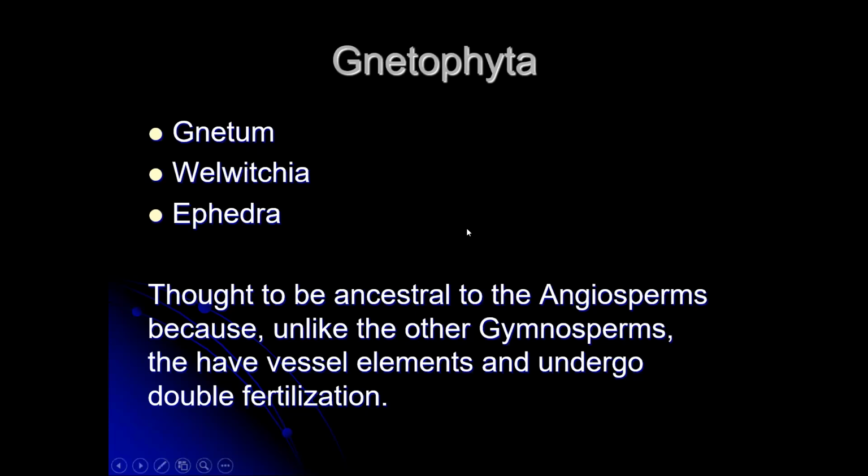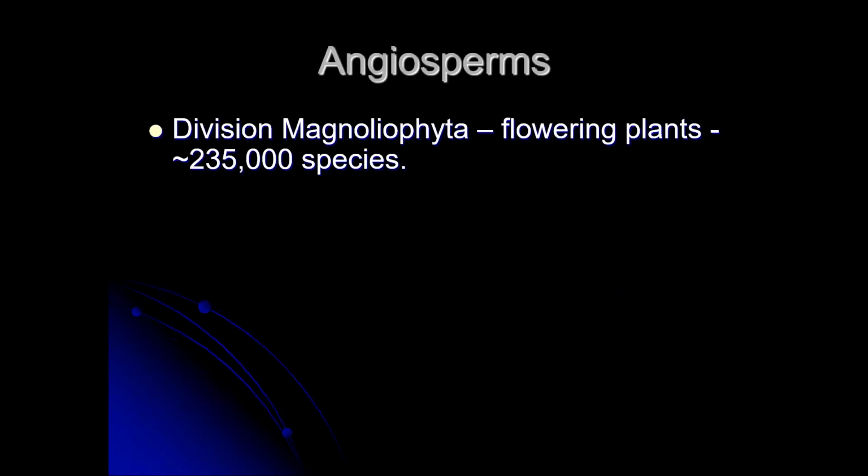Unlike other gymnosperms, angiosperms have vessel elements, a particular type of cell that you see in the xylem of angiosperms. Xylem is made up of a couple of different cell types. Again, that's botany, so we're not going to get into that. But the other xylem cells didn't have that type of cell, and angiosperms do. And they undergo something called double fertilization, which I will talk about with the angiosperms. So that's going to be it for this one, and I will stop the recording.